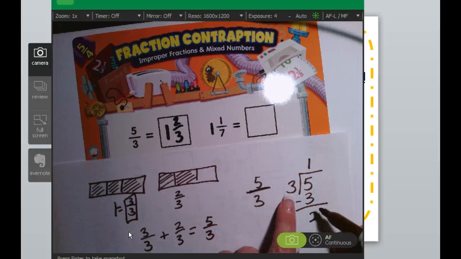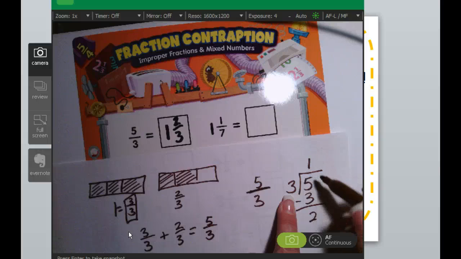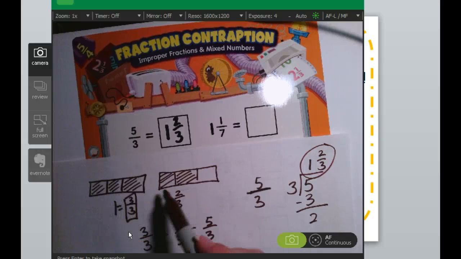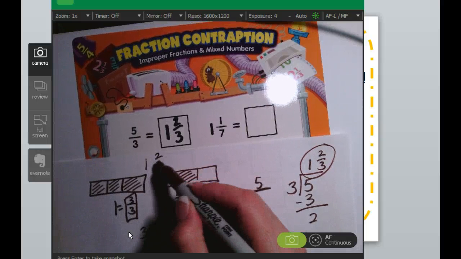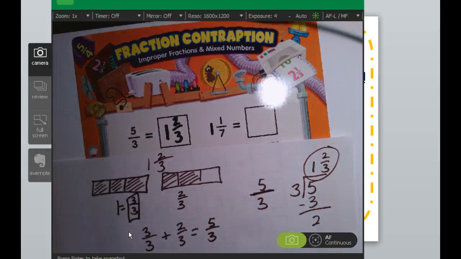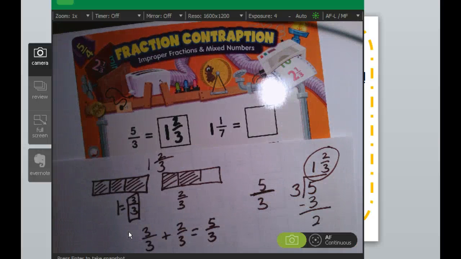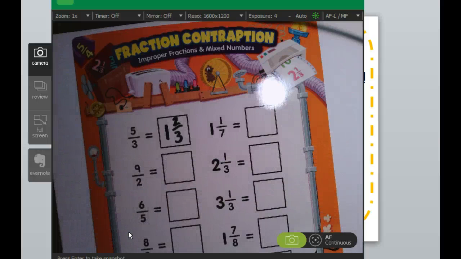So our denominator still stays the same, so we would have 1 and 2 thirds. Exactly what we got over here, 1 and 2 thirds. That's the exact same answer. So remember, the fraction bar is a division problem. So let's look at another one.